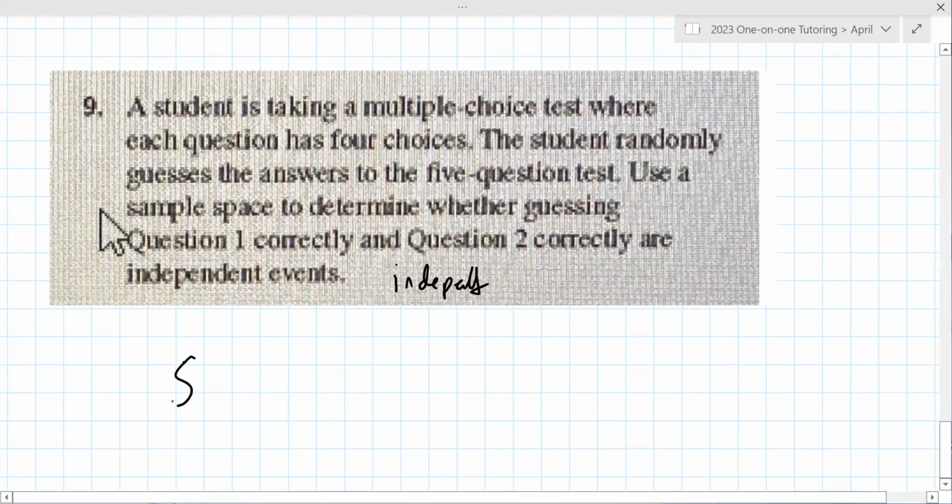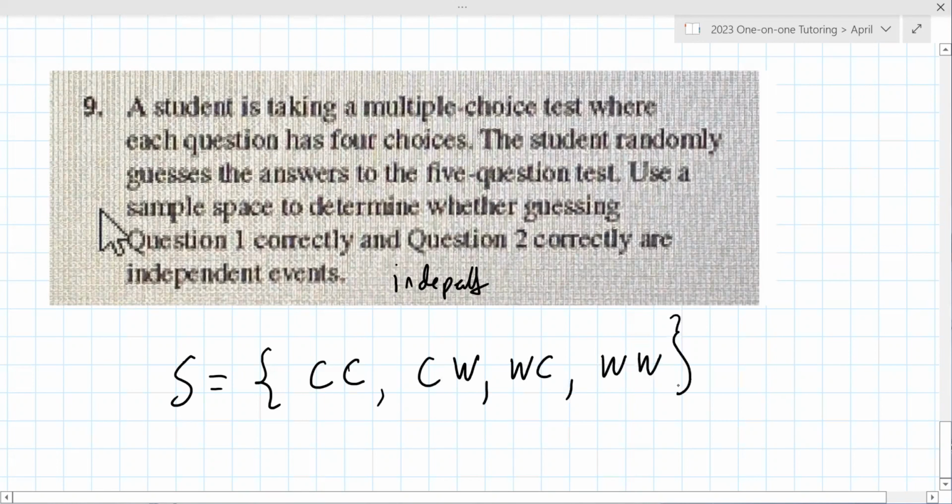So in terms of your sample space here, you can think of it as right, wrong. You can either get the answer by guessing correct, correct, correct, wrong, wrong, correct, wrong, wrong. And the question is, what's the most likely outcome? What's most likely here?